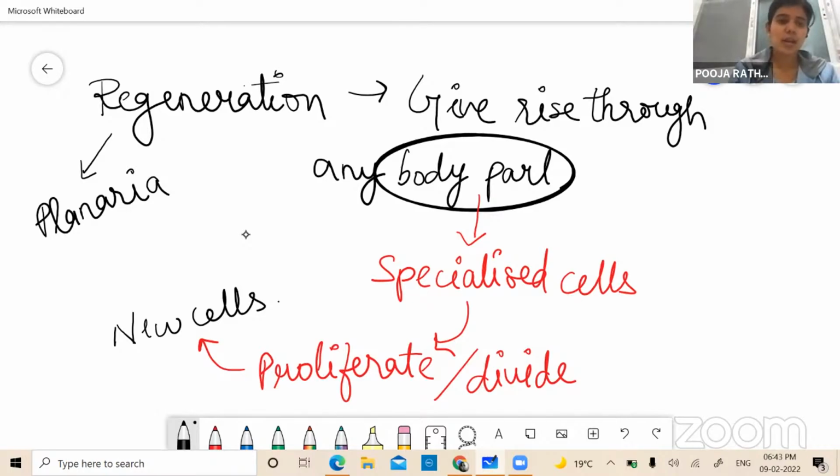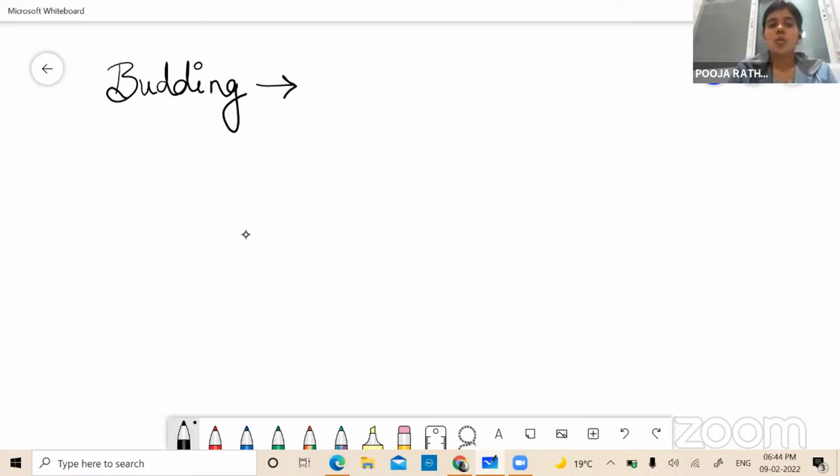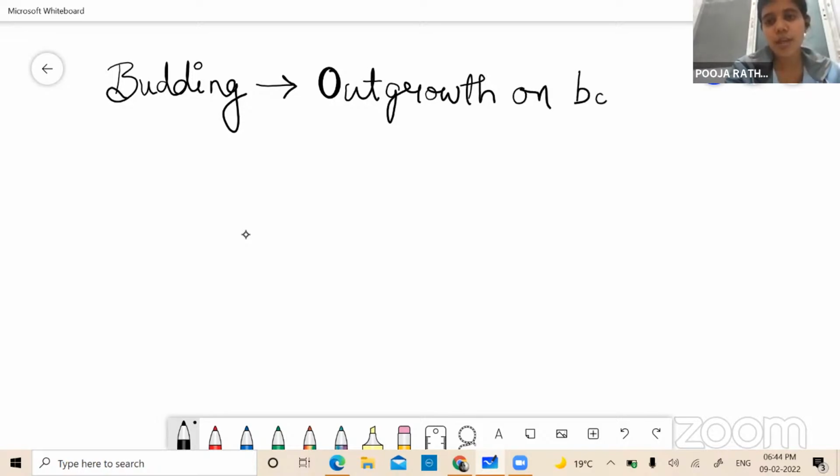Okay, now after regeneration, what is the next one? The next one is budding. Now, what actually happens in budding? In budding, a particular plant or organism generates an outgrowth on its own body, and this outgrowth is called a bud.